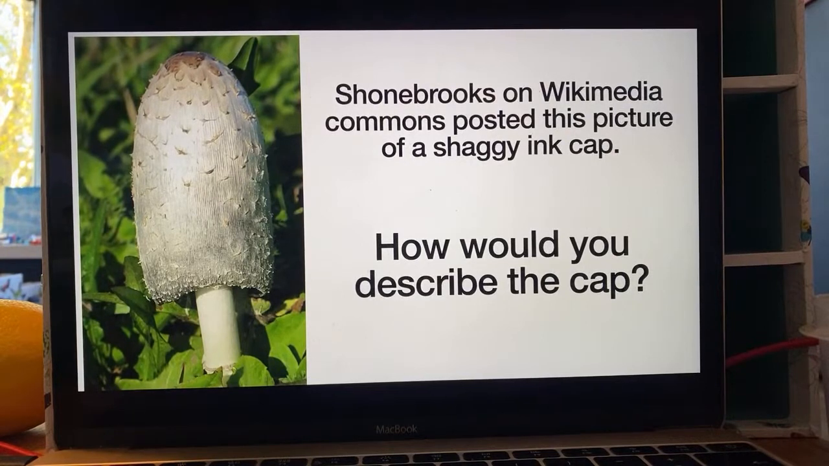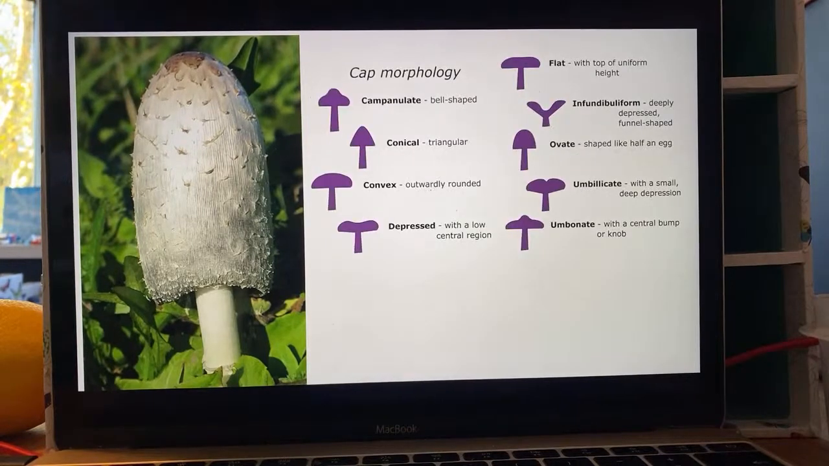Moving on from bonnets for a second. Here's a picture that I found of a shaggy ink cap on Wikimedia Commons. Thank you, Shane Brooks. How would you describe that cap? I don't expect you to have instantly remembered them all. Which shape do you think that looks like the most? You can start making it if you're very confident. I'm making it behind you out of Play-Doh. What do you reckon? What does it look like?